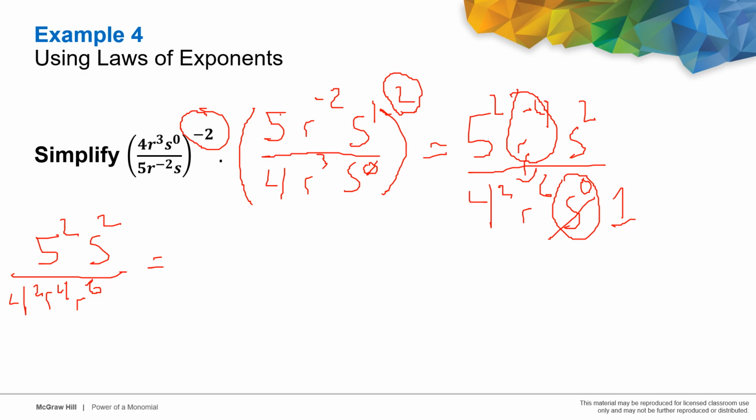Now we're still not done. We have to use our product rule for these two, right? R to the 4th power times R to the 6th power, we add those. That becomes R to the 10th power. Rewrite again.